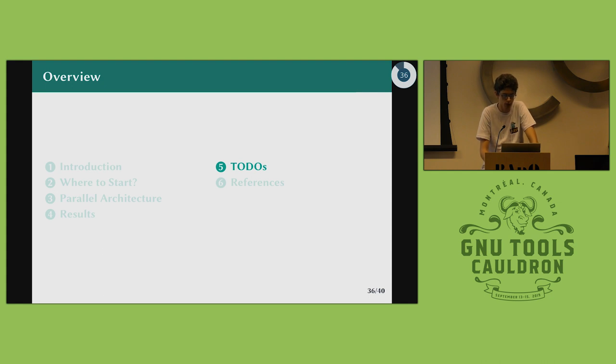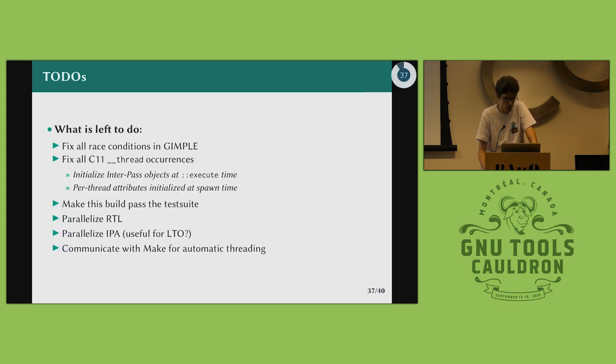So our to-dos are: we must fix all race conditions in GIMPLE. There are several race conditions that still crash the compiler, and they need to be detected and fixed. And I used the C11 threads feature to easily replicate some structures between all threads to remove the race conditions.